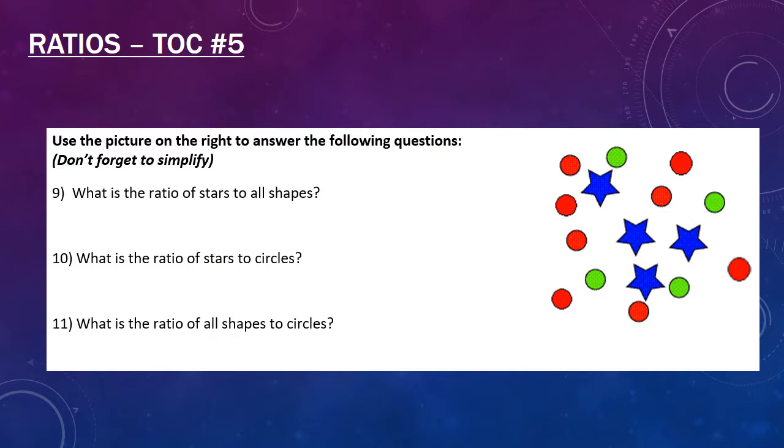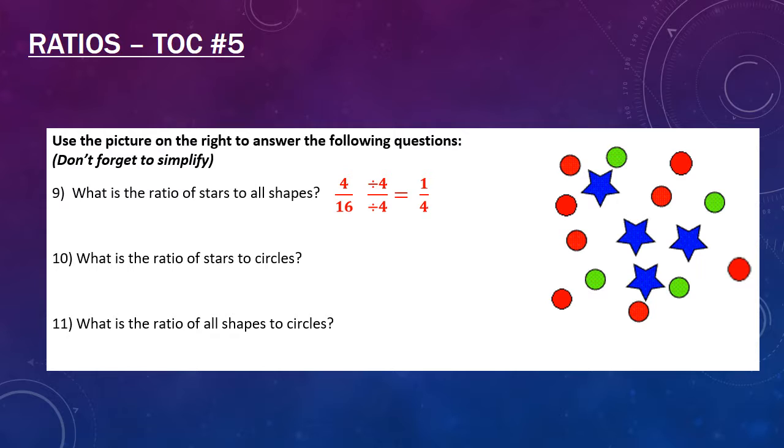All right. So let's look at the last little example. Yours is in black and white, but mine's in color, so we can simplify these fractions. What is the ratio of stars to all shapes? This is a part to whole comparison. So there are 4 stars, and if you were to count them, there should be 16 total shapes, because you have to include the stars along with those. To simplify, I'm going to divide both the top and the bottom by 4 because that's my greatest common factor, and I end up with 1 out of 4. So 1 out of 4 shapes are stars.